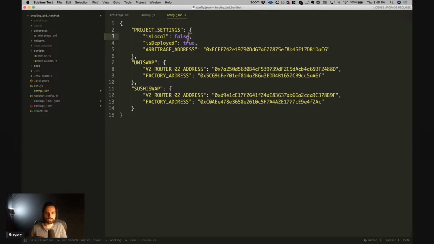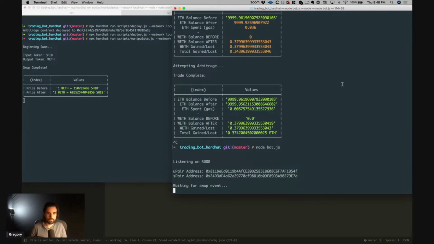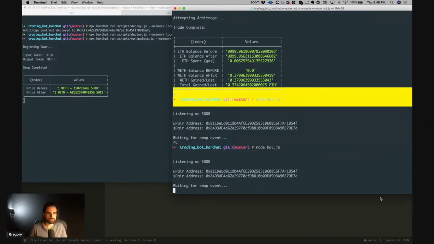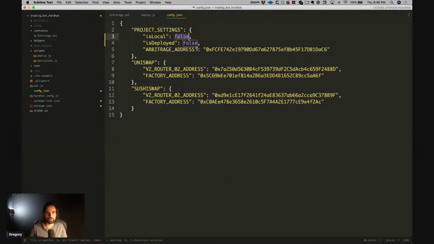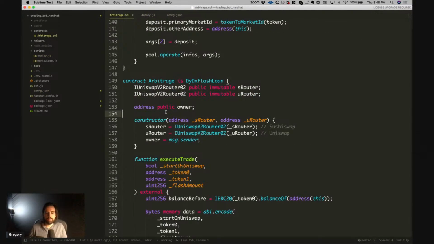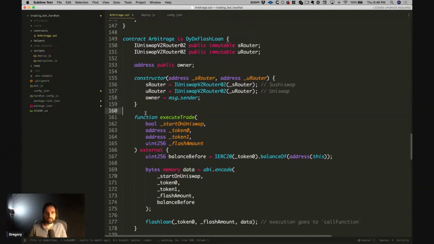Okay, so you also need to set is deployed to false. Okay, because it's going to try to call your contract if you don't do that. So if you just want to monitor the mainnet and watch for swap events, is local false, is deployed false. Okay, so go back to the contract here. Okay, so that's everything from these lines here.